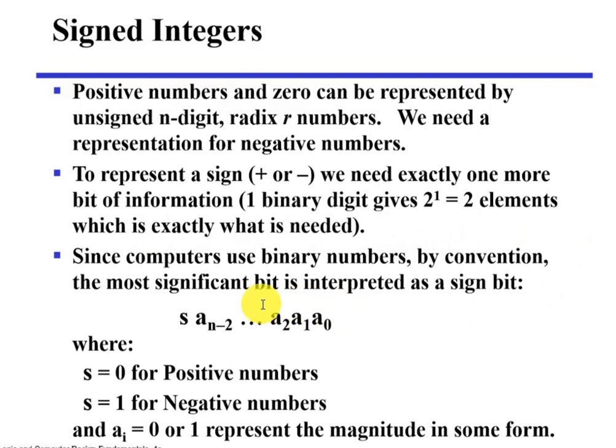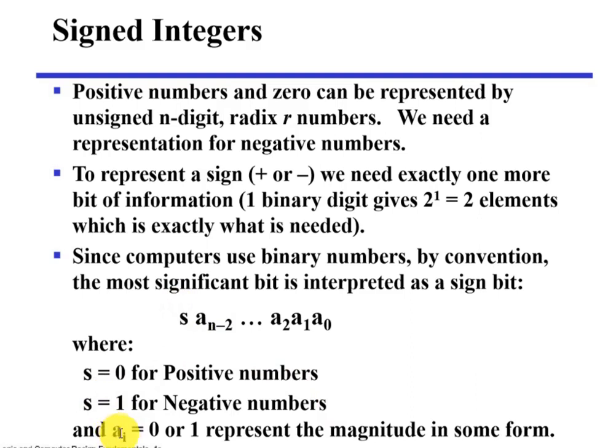The location of the sign bit is usually the most significant bit, in this example represented by S. And then we have the remaining n minus 1 bits to represent the binary integer number. Here, S could take the value of 0 for positive numbers and the value of 1 for negative numbers. This is the sign.